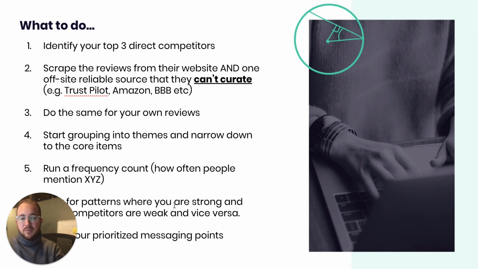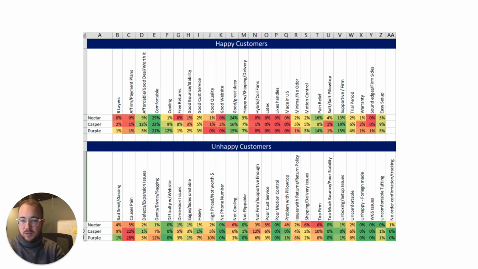Then what you want to do from that is have a prioritized message point list, which means you're going to have 3 to 5 things where you say, you know what, when we go to market, we can go head to head with anybody, and we can have these points as our key talking points, almost like the argument of our offering.